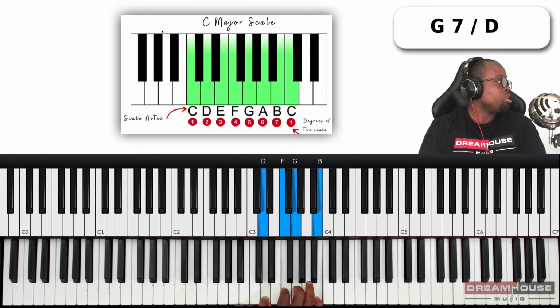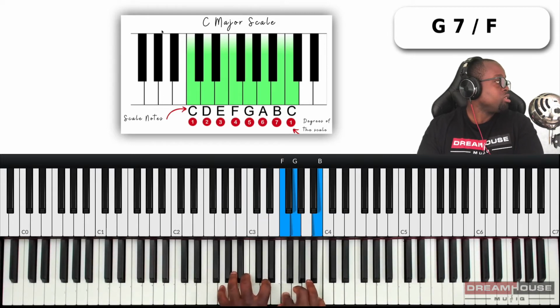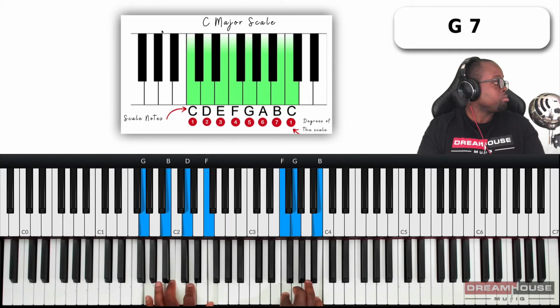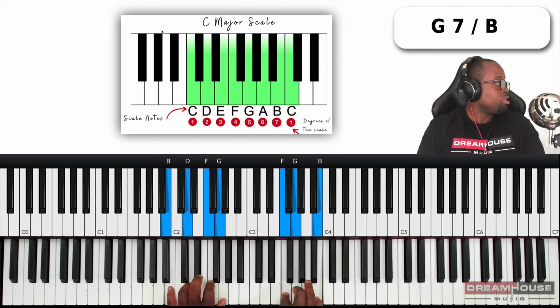Well, what is this chord? It's just the G. Let me play it lower. It's the G 7th. Just in not first inversion, but, sorry, yeah, second inversion. Okay.